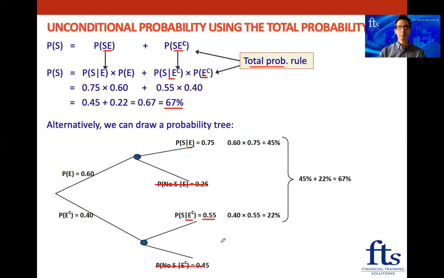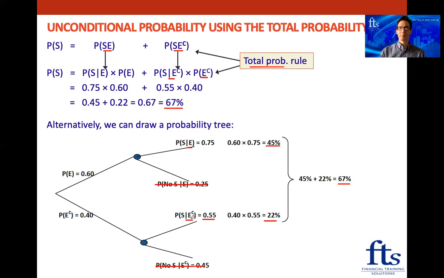Now all we need to do is multiply across the branches. We're going to take 0.6 times 0.75, which is 45%, and 0.4 times 0.55, which is 22%. We add the two together and we get the same 67%. And now we can see the probability that sales increase, because we're only looking at the probability sales increase there, and the probability sales increase over there.